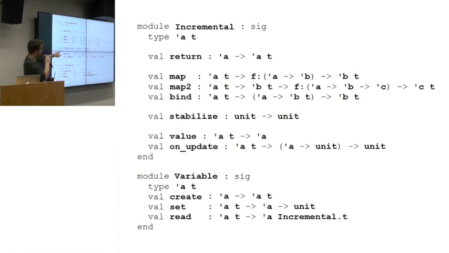Now here's the function stabilize, which, given the talk beforehand, might look a bit suspicious to you, because it is from unit to unit. So far we've had quite strictly this monadic interface, which turns out to be very useful. This function takes nothing and produces nothing, so it seems to do nothing. What it does is stabilize the graph after inputs change.